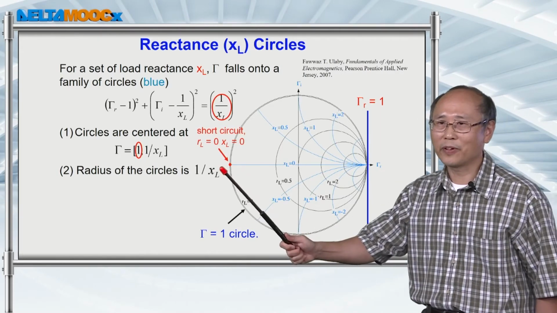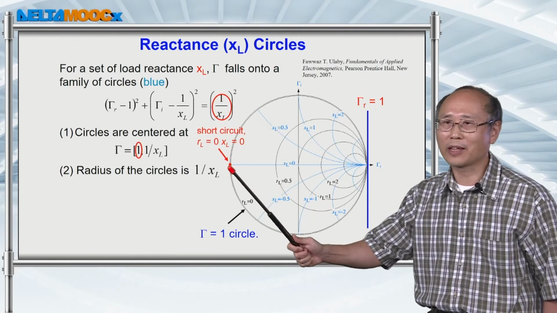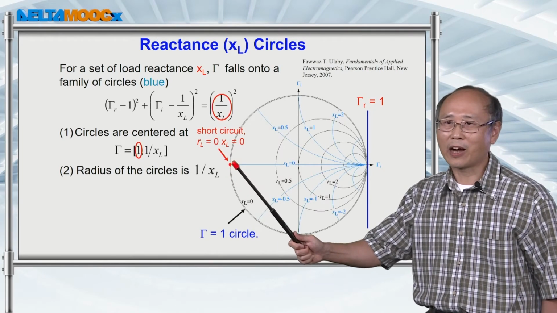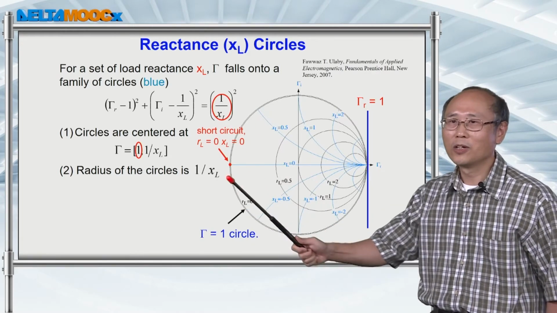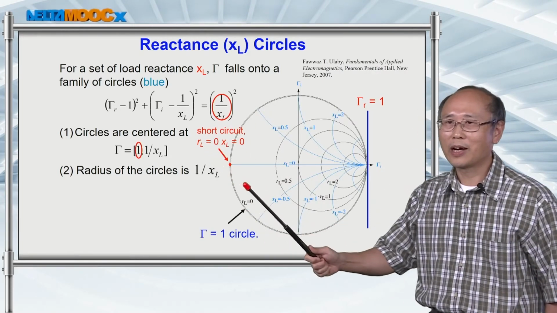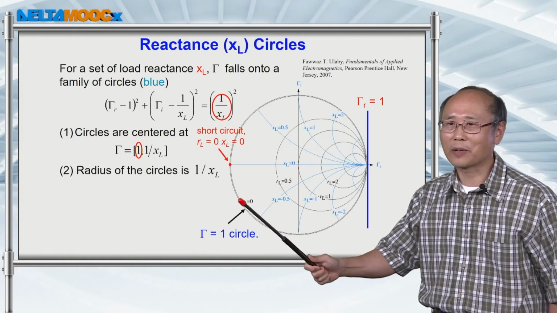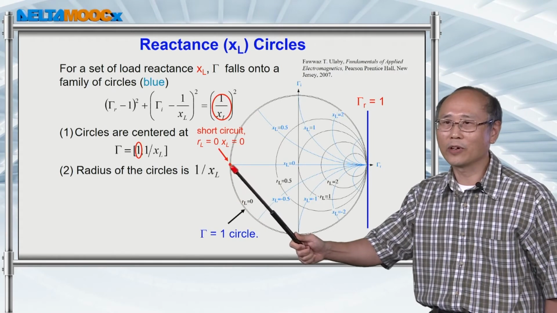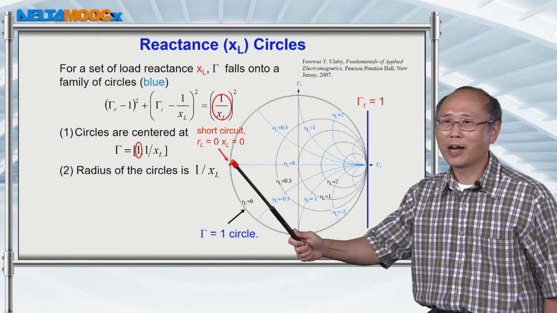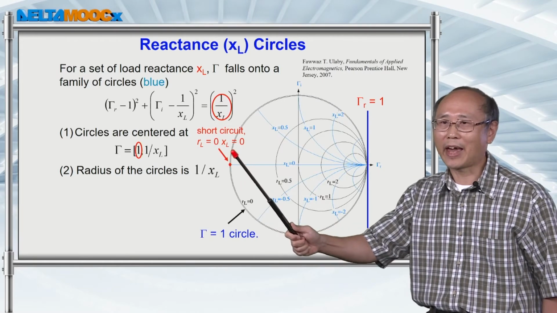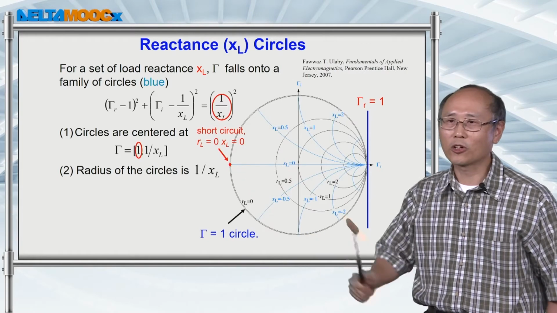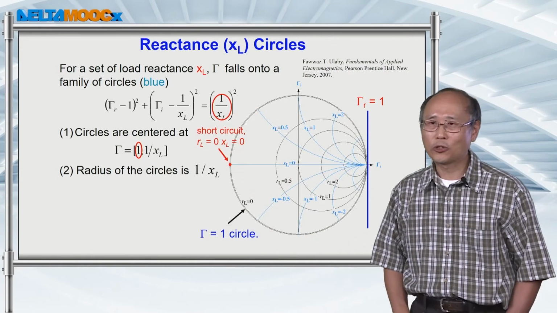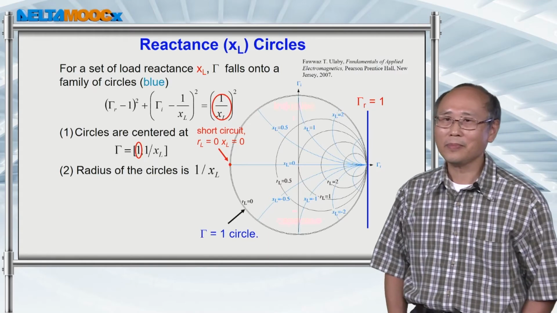And previously, I already told you that given an RL, you will have those black circles. So when RL equals 0, it corresponds to the black circles. So this point tells you that the RL value and XL value are both 0. This means that this point corresponds to a short circuit transmission line.